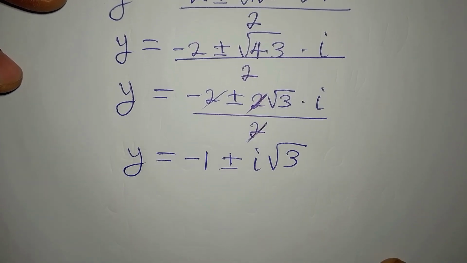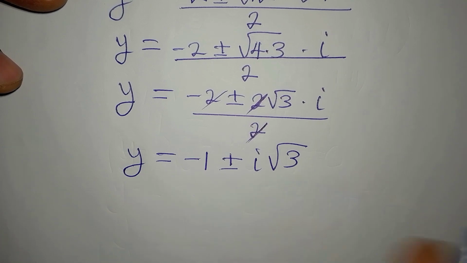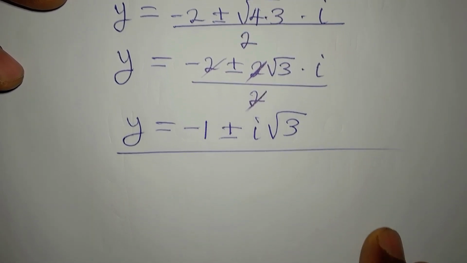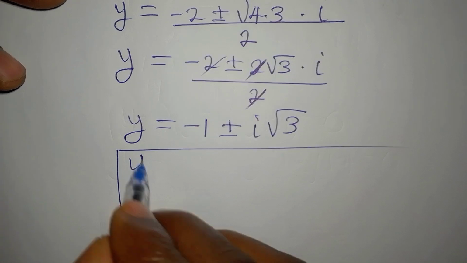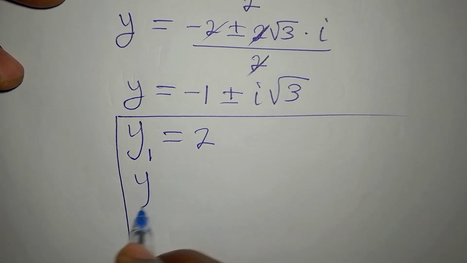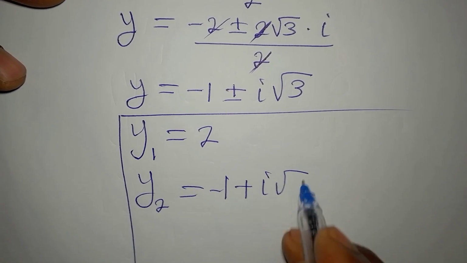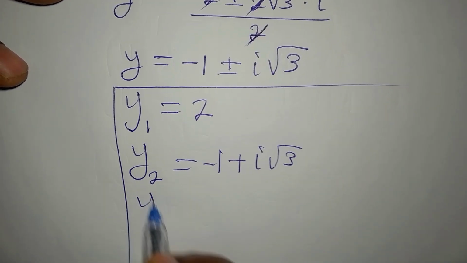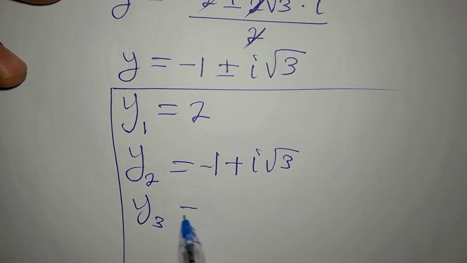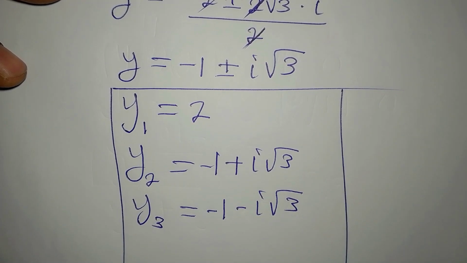So if you go ahead from here, you can split this into 2 because of this plus or minus. Now to bring the 3 solutions together, our first value is y1, which is equal to 2. Second value is y2, which is minus 1 plus i root 3. And then our third value is y3, which is also from here, minus 1 minus i root 3. Okay, so these are the 3 solutions.